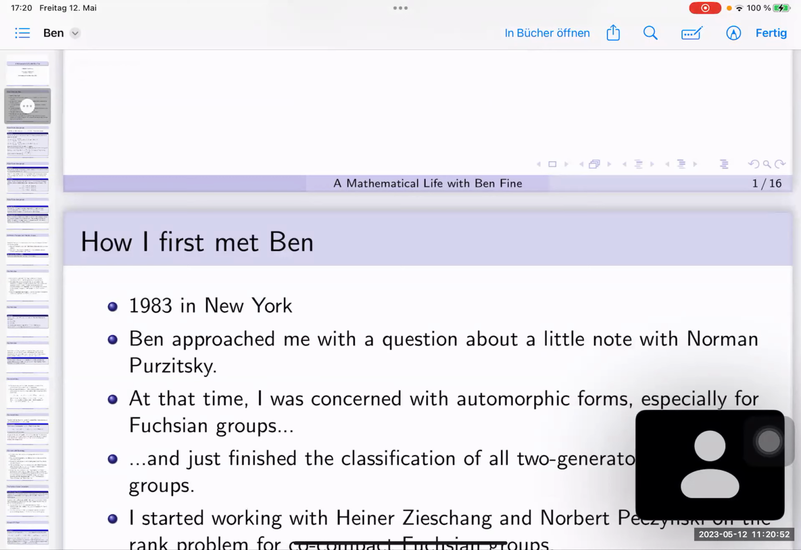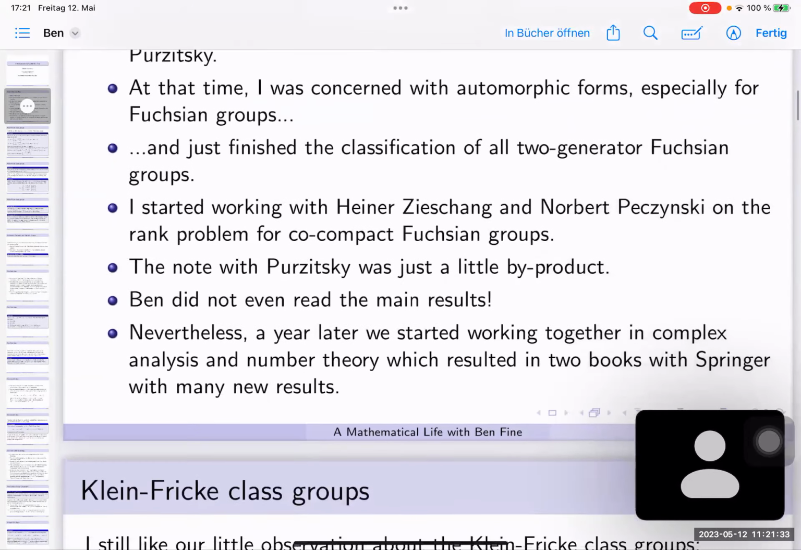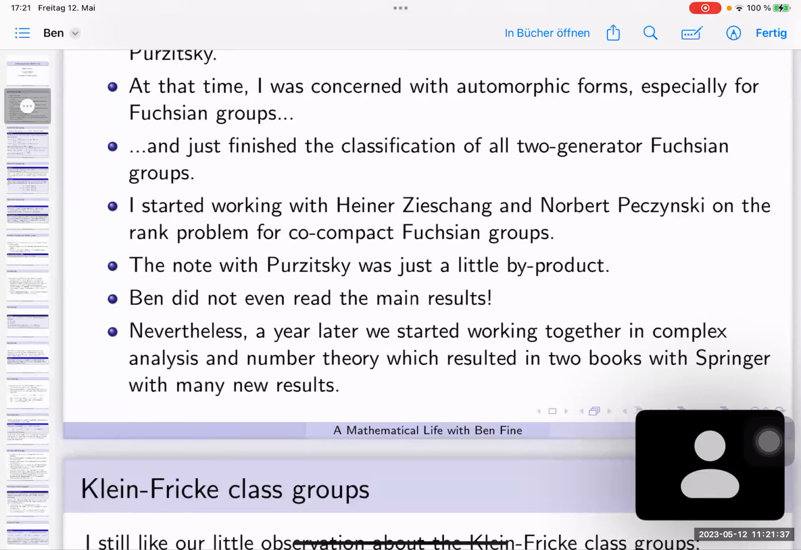The first time I met Ben was in 1983 in New York, so we have 40 years of collaboration. He asked me about a little note with Norman Podsitzky. At that time, I was concerned mainly with automorphic forms and analytic number theory, and had just finished the classification of two-generator Fuchsian groups. I worked with Zieschang and Bogopolski on the rank problem and minimal generating systems for Fuchsian groups. The note with Podsitzky was just a little byproduct, and I was a little bit upset because Ben did not know about all the other results. But he did not give up and came to me and asked me, and we talked and talked, and we started to work together.